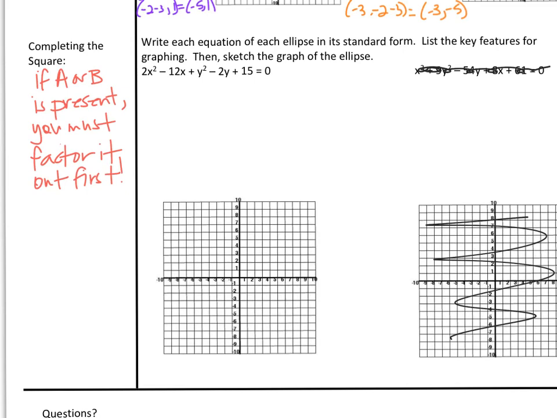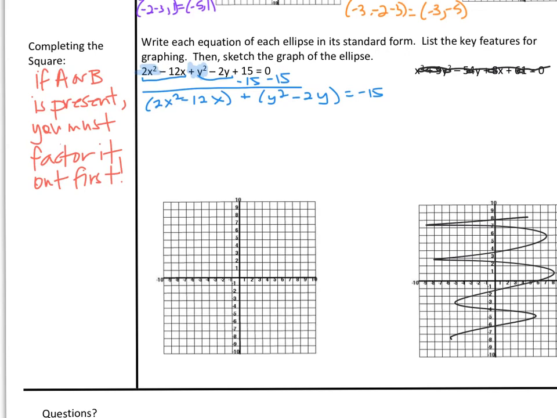To complete the square, like circles, we're going to group our x squared terms together and group our y squared terms together and move that constant to the other side. So notice we have 2x squared minus 12x plus we have y squared minus 2y is equal to -15. So we know this is an ellipse because we have 2x squared, and then we have plus y squared. So we have two squared terms, there's addition between them, and the a and the b values are different.